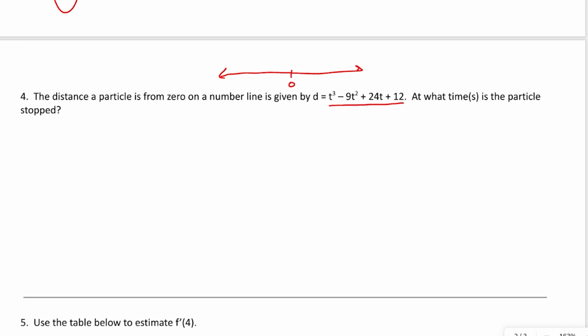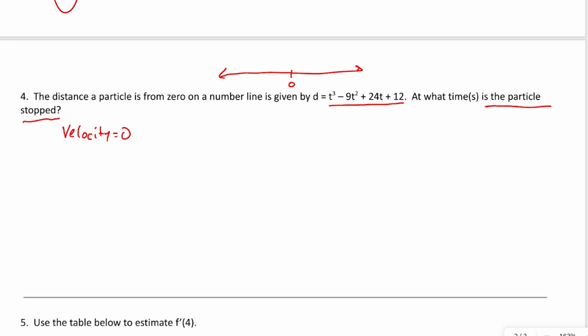So what we really want to know, when is the particle stopped, is when the velocity or the speed is 0. So we want to be looking for where the velocity is 0. And we can find where the velocity is 0 by finding the derivative of this position function.